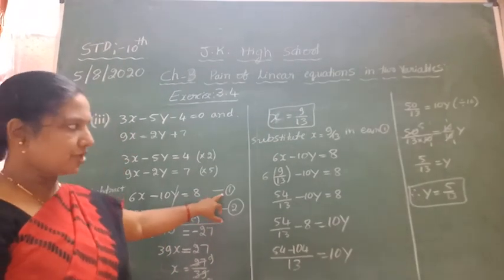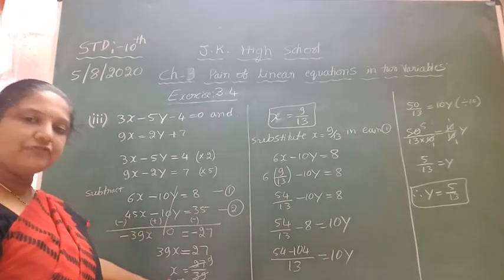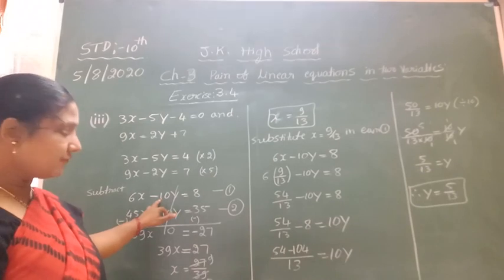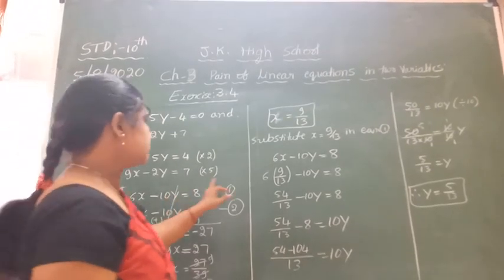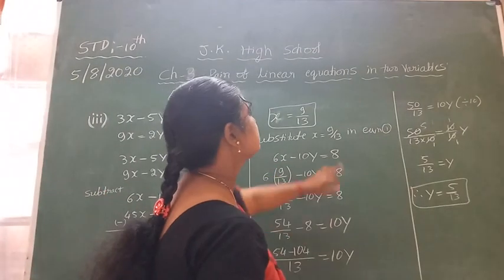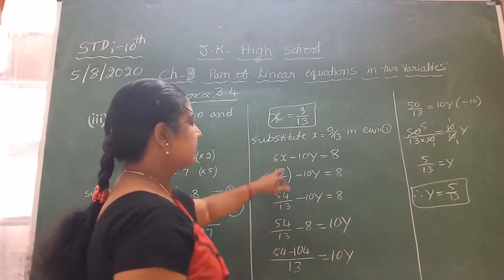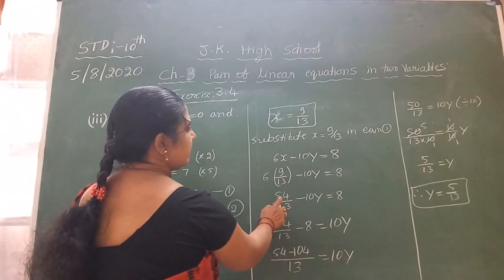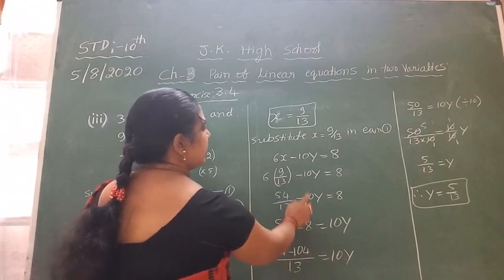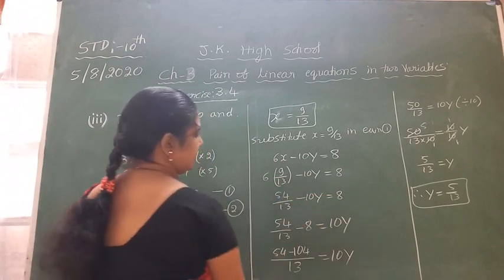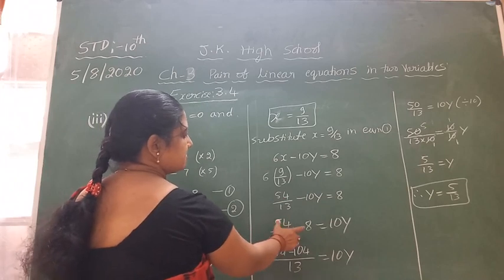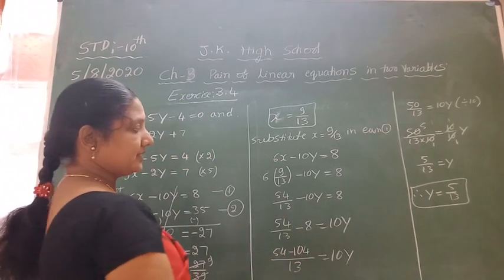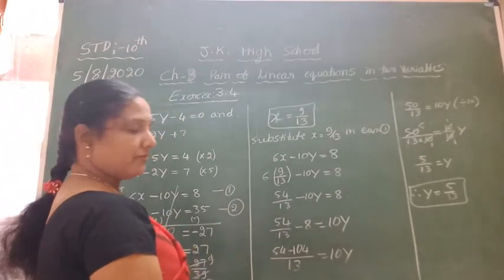So this is equation number 1. After getting one of the variable values, that is the x value, I have substituted in the first equation. So write the first equation, 6x minus 10y is equal to 8. Then substitute 9 by 13 in place of x and simplify. 6 9s are 54 by 13 minus 10y is equal to 8. 54 by 13. So 8 you take this side and the y variable you take that side, because we want the value of y.